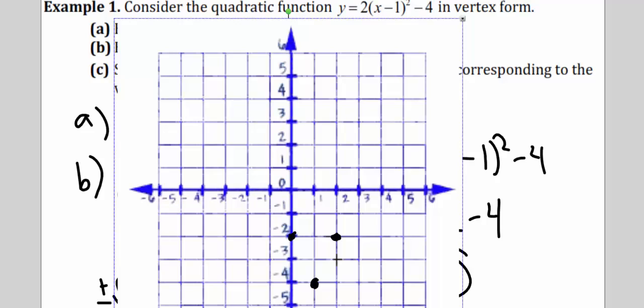Then we can flip that point over. Then we go over 2 up 4 times 2, which would be 8. And I can flip that point over. So now that's all I can graph here, so I'm going to do the best I can at making it curved and not look like a V. There's our graph.